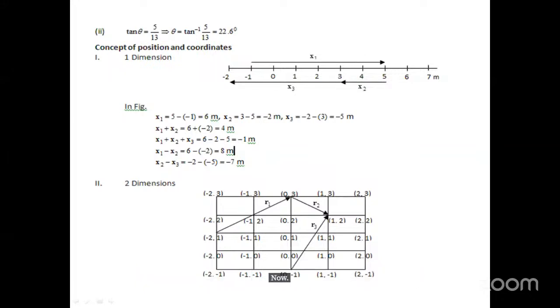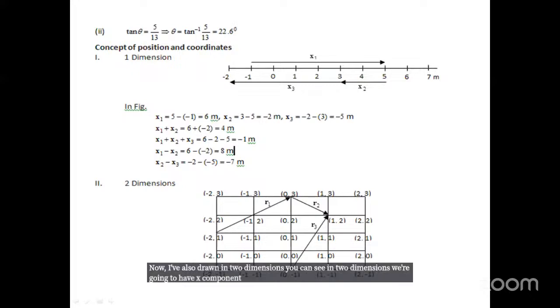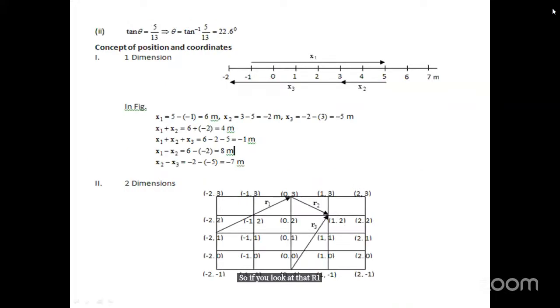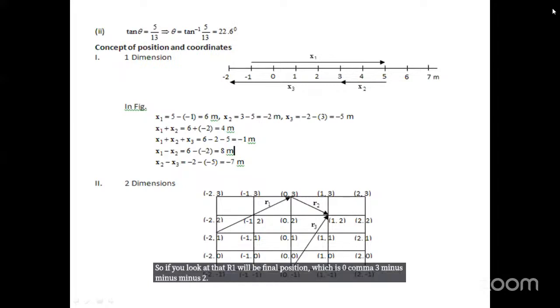Now, I've also drawn in 2 dimensions. You can see in 2 dimensions, we are going to have x component and y component of each of the points we have in front of us. So if you look at that, R1 will be final position, which is 0, 3, minus -2, 1.